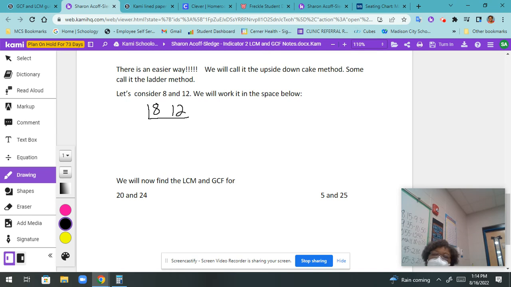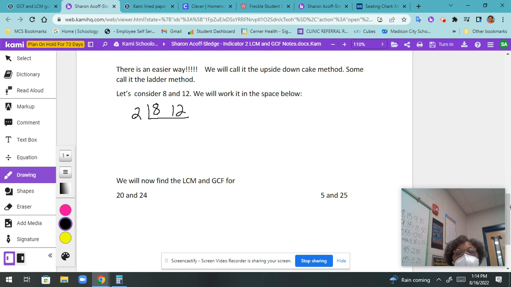That's the first layer of your cake, or the first rung of your ladder. And I know we already found that the GCF was 4, but let me, for dramatic effect, start with the smallest number. So what goes into 8 and 12? They're both even numbers. This ends in 8 and this ends in 2, so they're both even numbers. So what goes into even numbers? 2. So we're going to put a 2 out here.